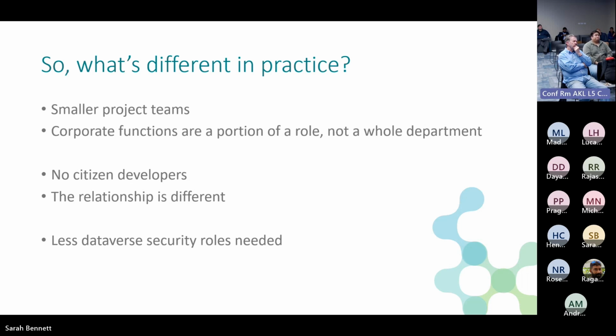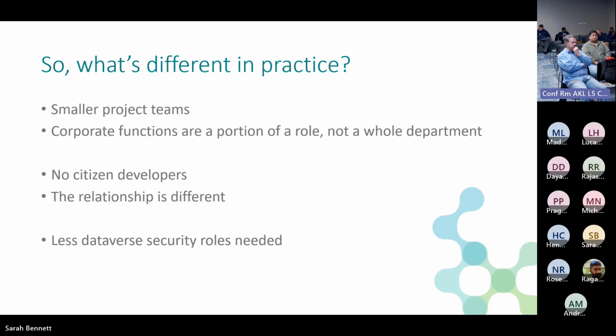Okay, so some of the reasons they're different, and in practice, what's different. We have smaller project teams, and one of the benefits of that is lower communication overheads. However, smaller project teams means there's less people to generate ideas. What I found is that my customers rely on me to bring my experience of working with different organisations and different processes to the table. So the project teams are smaller.